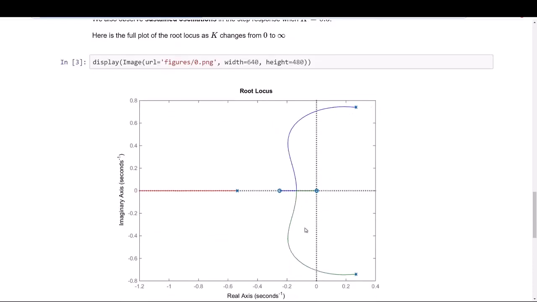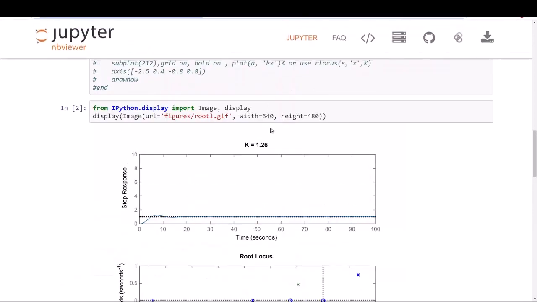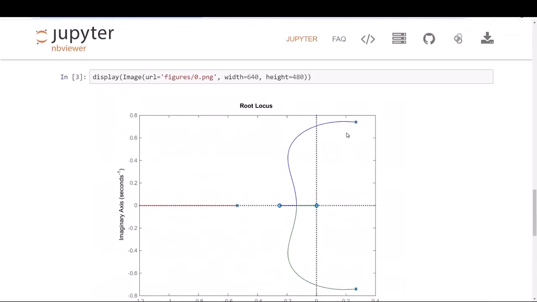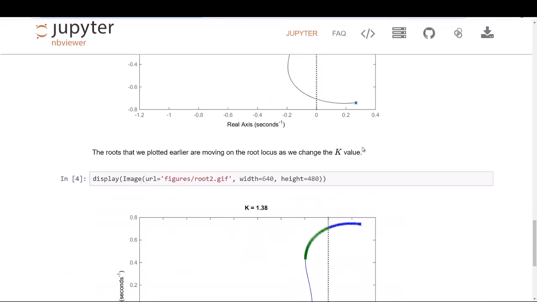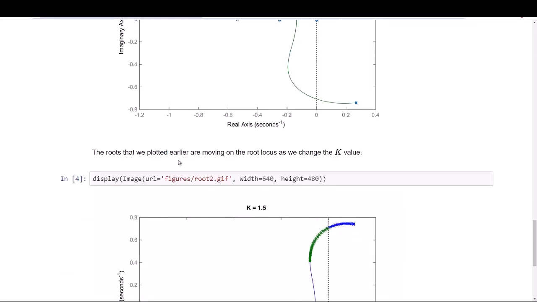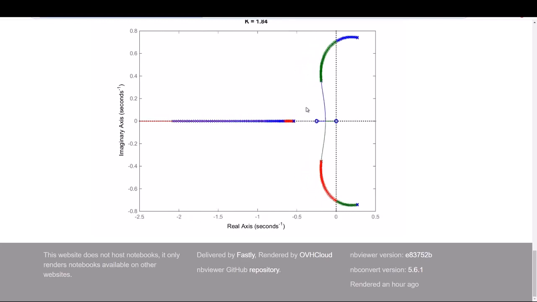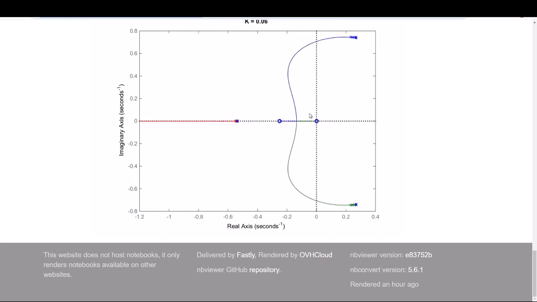If you plot the root locus of the same transfer function of our original problem, you will get something like this. This is the root locus. If I plot the roots of d of s plus k n of s on the root locus, they will coincide. So what we are plotting as the root locus is actually the pole locations or root locations of d of s plus k n of s, but we do it on a timeline, all right?